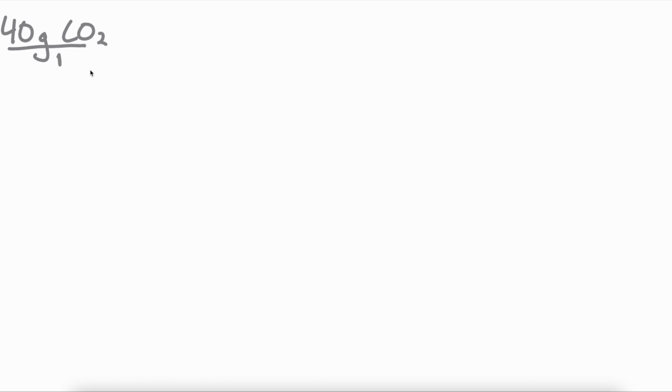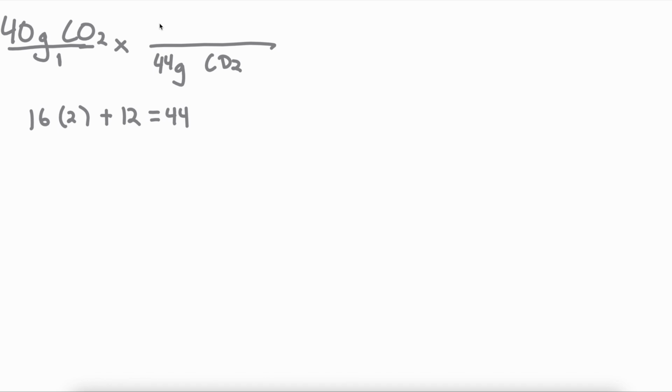Well, to solve this, let's first set up our first fraction, and then let's think. I need to go from grams to moles of carbon dioxide first. To go from grams to moles, I need to find the molar mass of carbon dioxide. The molar mass of carbon dioxide is just the molar mass of oxygen, times 2 because I have 2 oxygen atoms, plus the molar mass of carbon. Adding these numbers up, I get a final answer of 44. And so for every 44 grams of carbon dioxide, I will have 1 mole of carbon dioxide.